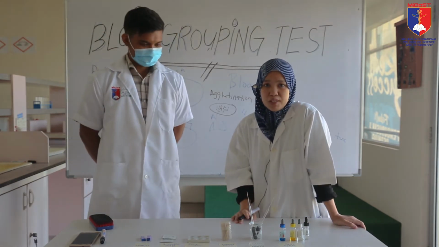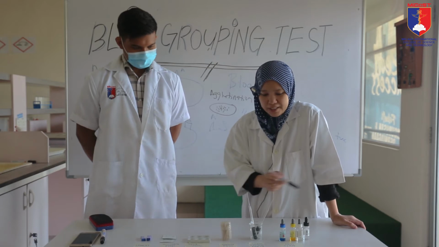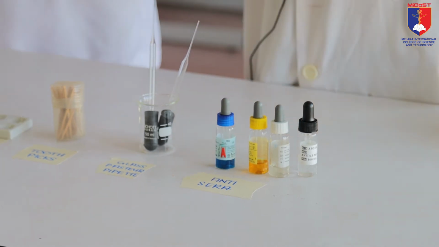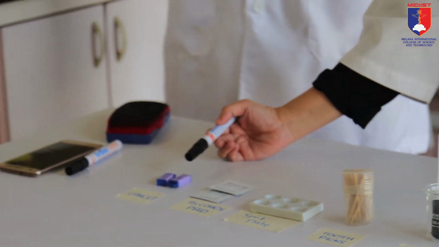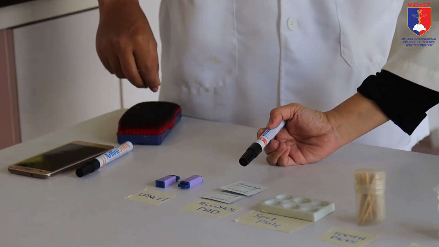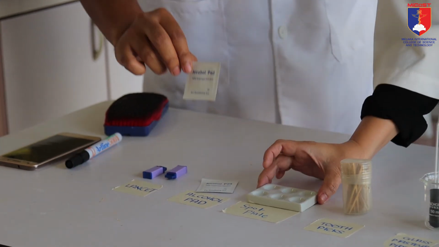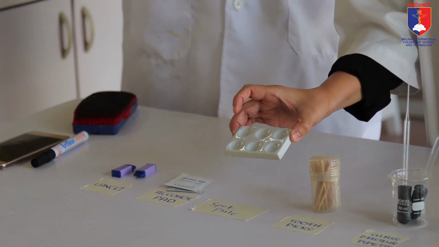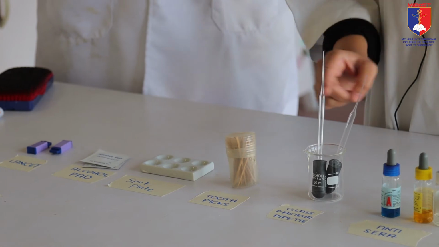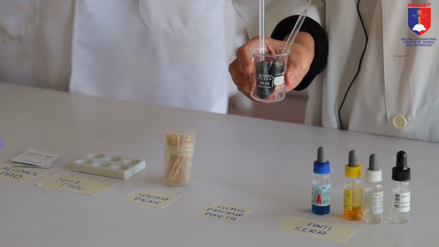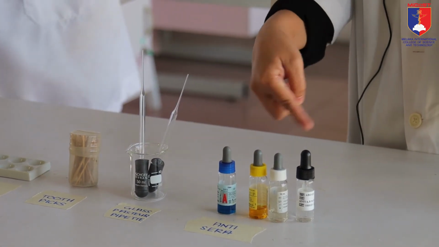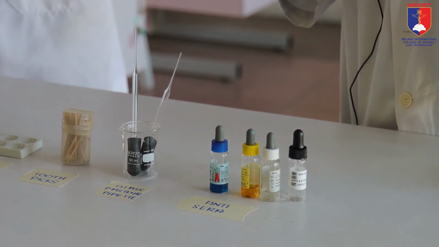Okay, so before we proceed, I will explain. This is the material that we'll use for this test. We need a lancet to take blood. I will use Encik Zul's blood as a sample. Alcohol pad, spot plate to put antisera and blood in, and toothpick, glass Pasteur pipette, and antisera. So this is the main important thing in this test.